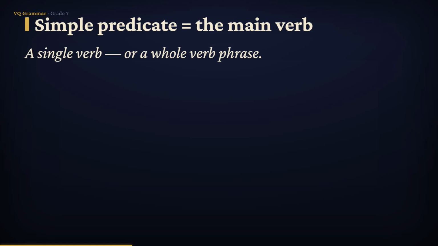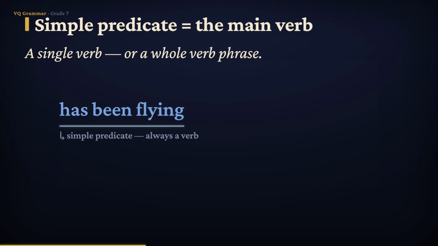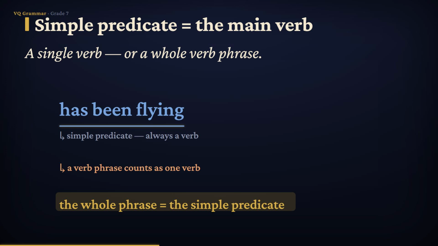Now the other side. Inside the complete predicate, the simple predicate is the main verb. And here's a fact worth memorizing. The simple predicate is always a verb. Take this sentence. A flock of geese has been flying south. What are the geese doing? They have been flying. Notice that's three words, has been flying, working together as a single unit. That's called a verb phrase, and the whole phrase counts as the simple predicate. So a simple predicate can be one verb or an entire verb phrase.